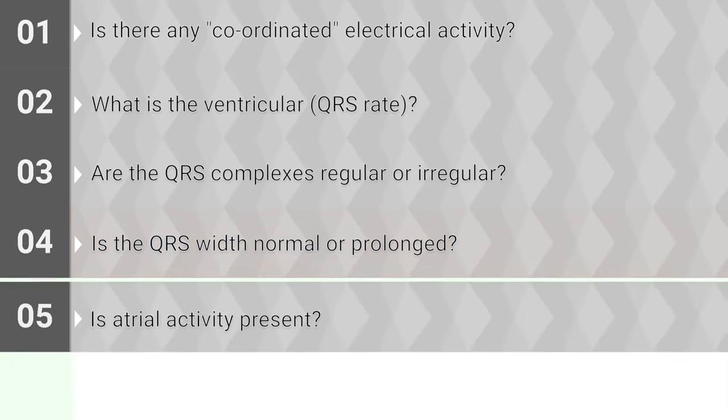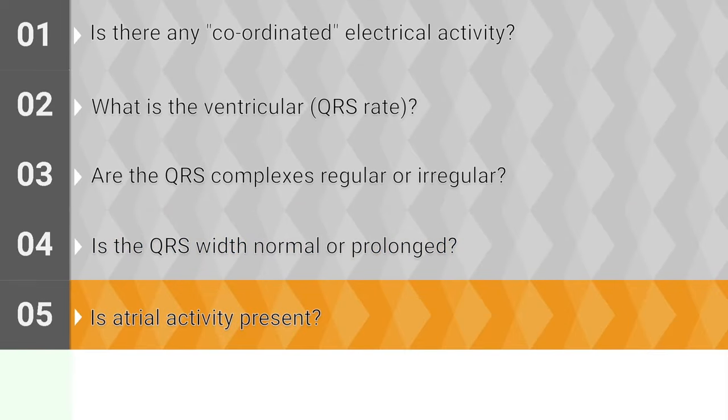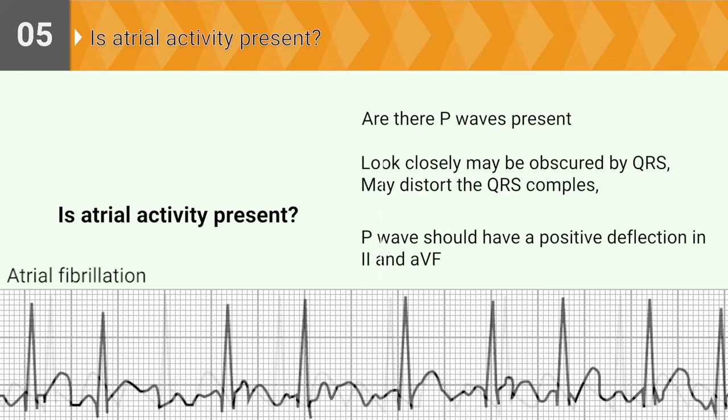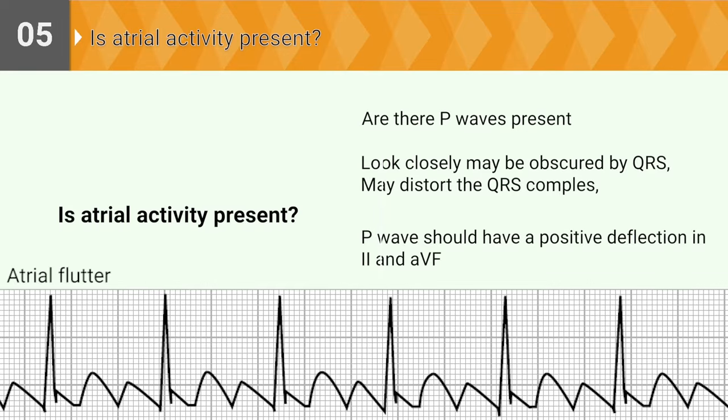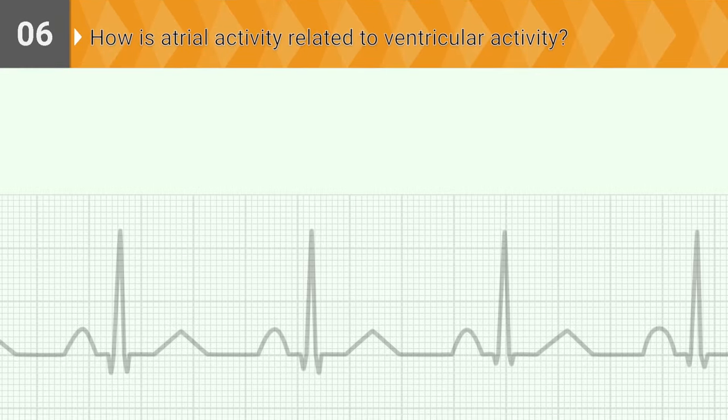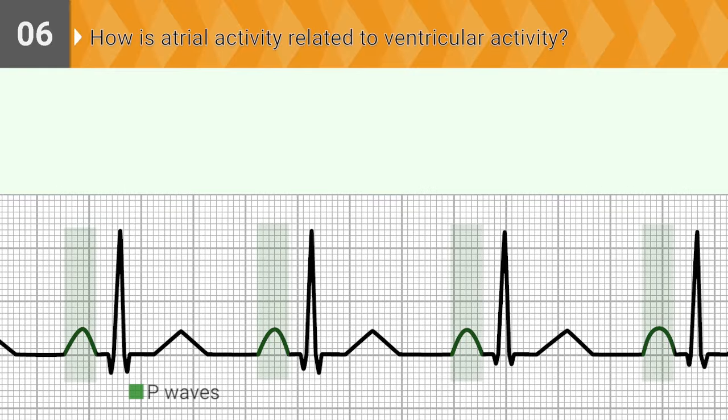Is there atrial activity present? So can you see P waves? Are they upright and rounded as you'd expect? If you can't see P waves, is there any other evidence of atrial activity? For example, fibrillation or flutter waves. And finally, if there are P waves or other atrial activity present, we then want to consider if this is related to the ventricular activity. So, for example, is there one P wave before each QRS complex? If not, can you see any pattern emerging or delay occurring?